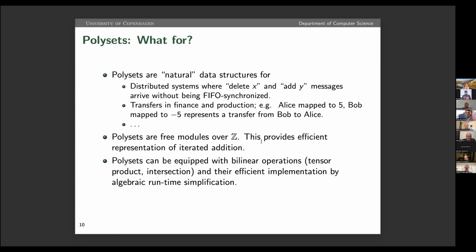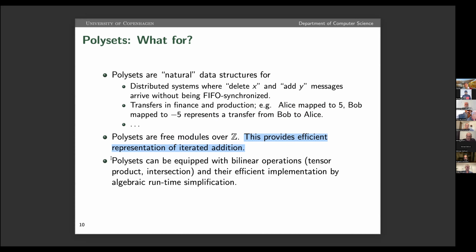So polysets are these free modules over the integers also. Before we defined them as groups, but they are just modules, and modules are ring-like structures over rings. This gives us an efficient representation of iterated addition. If you want S plus S plus S plus S plus S, for sets or multisets, you just write down 16,000 times S. So it's a very compact and very efficient representation.